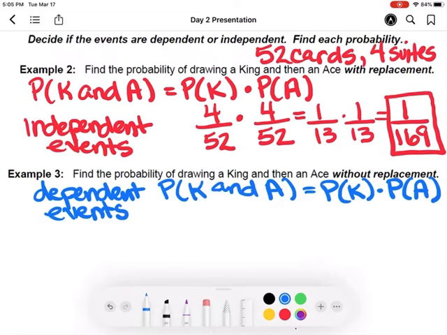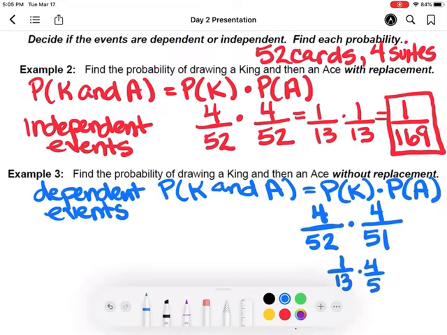So the probability of getting our king is the same as it was before, 4 out of 52. But now the probability of getting our ace depends on that. So now we only have 51 cards because we are not replacing that king. But we still have 4 aces in our deck. So we're going to get 1 out of 13 times 4 out of 51. It's going to give us 4 out of 663. So we would have that chance of getting a king and then an ace.